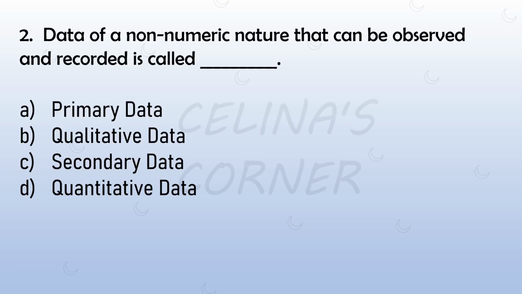Question 2. Data of a non-numeric nature that can be observed and recorded is called dash. Option A, primary data. Option B, qualitative data. Option C, secondary data. Or option D, quantitative data. Correct answer will be qualitative data.